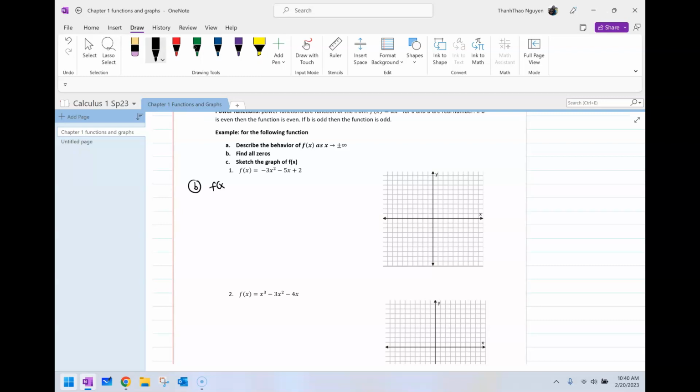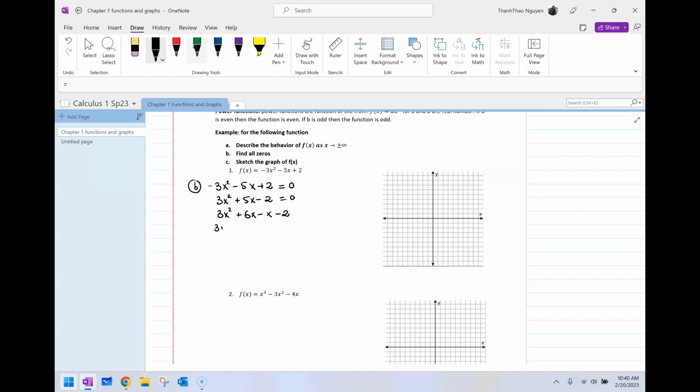If f(x) = 0, I'll take -3x^2 - 5x + 2 and I'll set that equal to 0. So 3x^2 + 5x - 2 = 0. We'll factor this. So 3x^2 plus, well, two numbers multiplied together to get you -6 and add up to 5. So that will be plus 6x - x - 2.